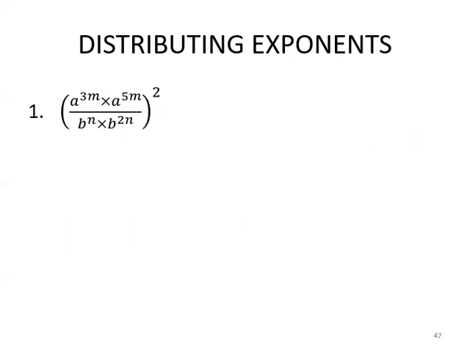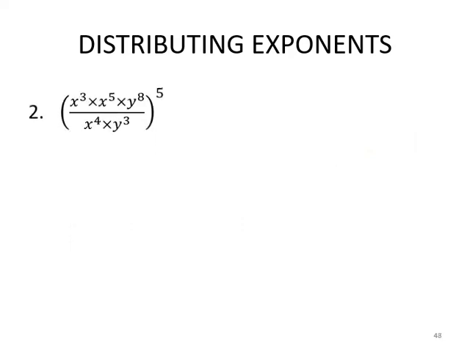How would you work this one out? Work what's inside the brackets first, then distribute. 8m times 2 will give you 16m. 3n times 2 will give you 6n. This is what you'll end up with.